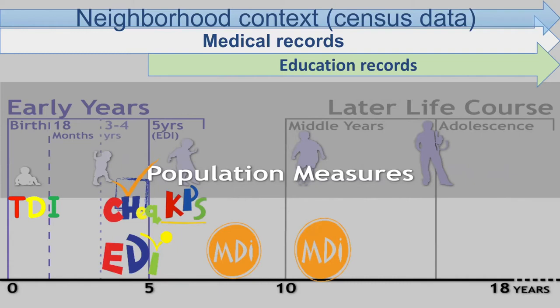So the EDI is actually a little bit of an anomaly, because this is the only one that the teacher completes about the child. The ones on the younger ages would be a parent-completed instrument, and the MDI is the instrument that's completed by the child themselves. Next slide.